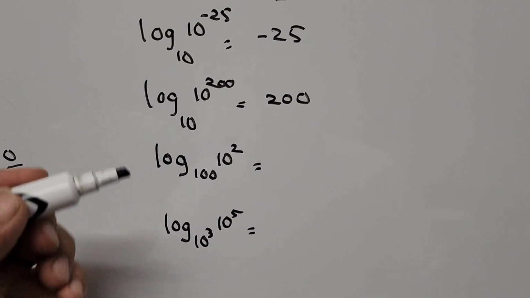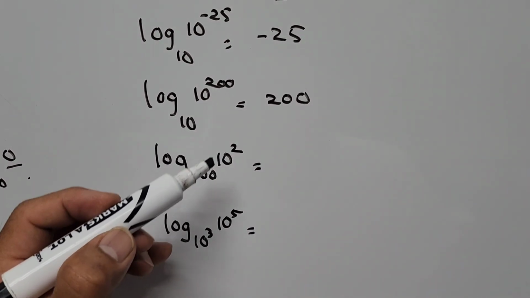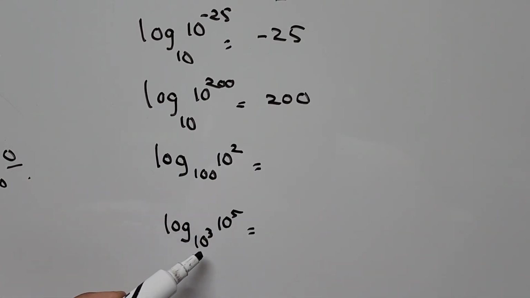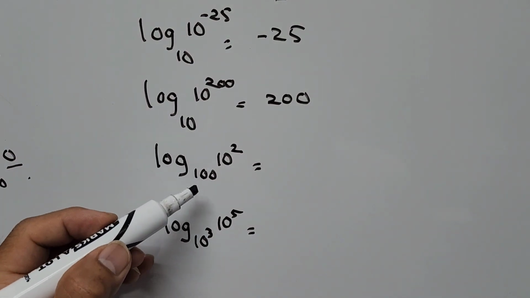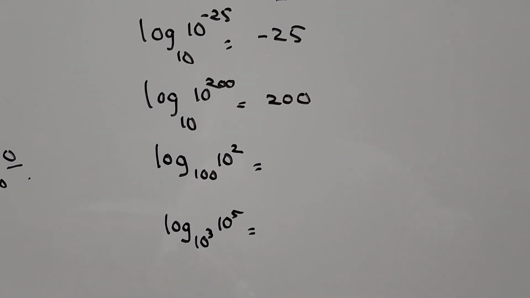And what about these two? Log base 100 of 10 squared and log 10 to the 5th power base 10 cubed. So how do we solve this kind of log expression? Normally our base must be 10, right? And yet we have here the base is 100 and the other one's base is 1000. So how do we solve? Feel free to pause the video and solve it if you know it. Just give it a try.